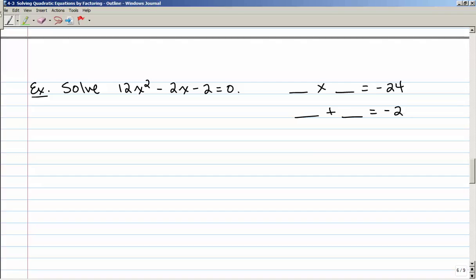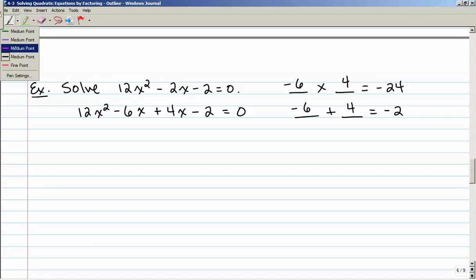And I'm thinking like a 6 and a 4, and I know one of those has to be negative for it to get a negative 24 when I multiply, but then to get a negative 2 when I add, my 6 has to be negative. So I'm going to use that negative 6 and that positive 4 to rewrite my negative 2 in the middle. So 12x squared minus 6x plus 4x minus 2 equals 0. And it doesn't matter which one you put first. I could have put the 4x before the negative 6x. It really doesn't matter. Now I will parentheticate and factor by undistributing.